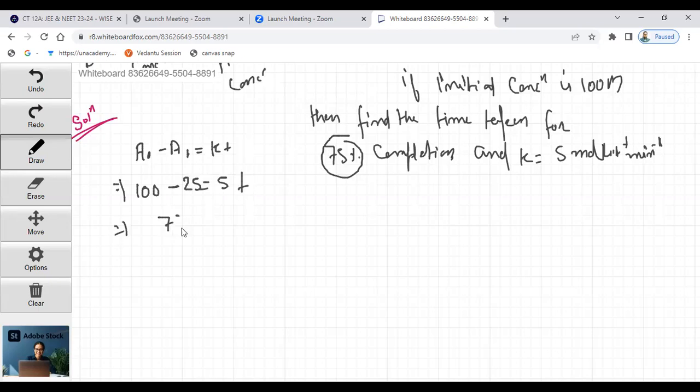So this value will be equal to 75 divided by 5. This is the time value. Time value will be equal to 15 minutes. 15 is the correct answer. If you have any doubt, please ask me. I will confirm in the chat box that you got the same answer.